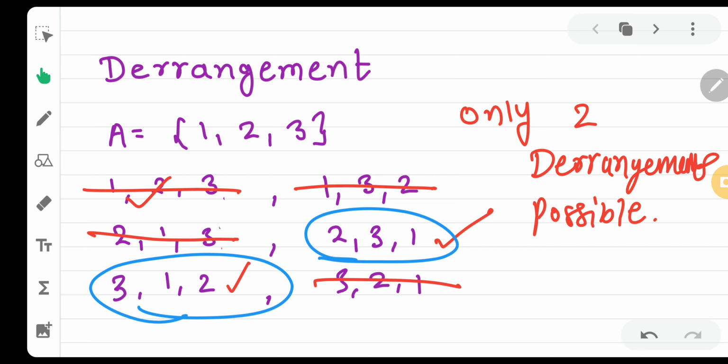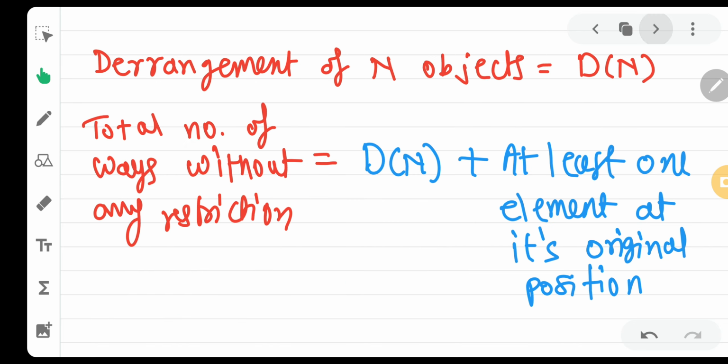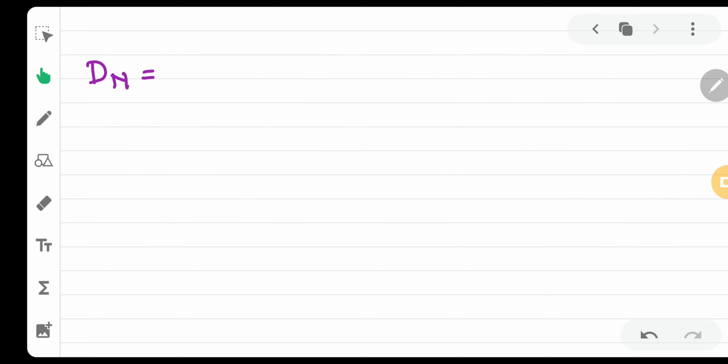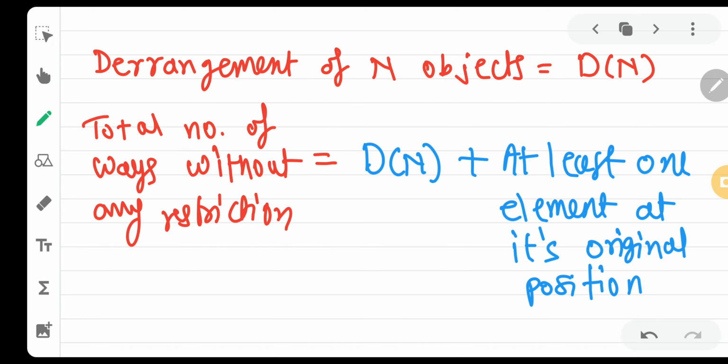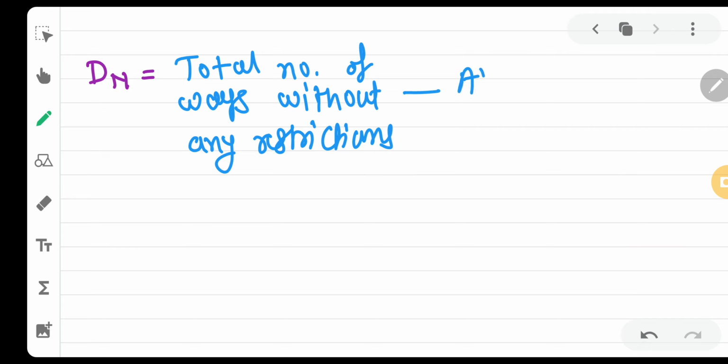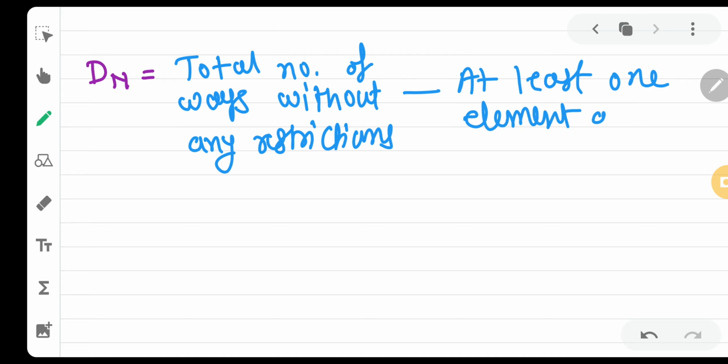First one is this blue bracket, which is derangement of n objects, and the second one is at least one of the element or the object is at its original position. So we get a formula for dn. The formula will be total number of ways without any restriction minus at least one element at its original position. That's it.